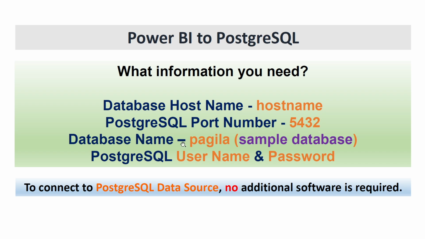The database name, the Postgres database name that you want to connect to. We will connect to a database called Pagila. Pagila is a sample database in Postgres. So like in SQL Server, we have got AdventureWorks, similarly in Postgres, we have got a database called Pagila.